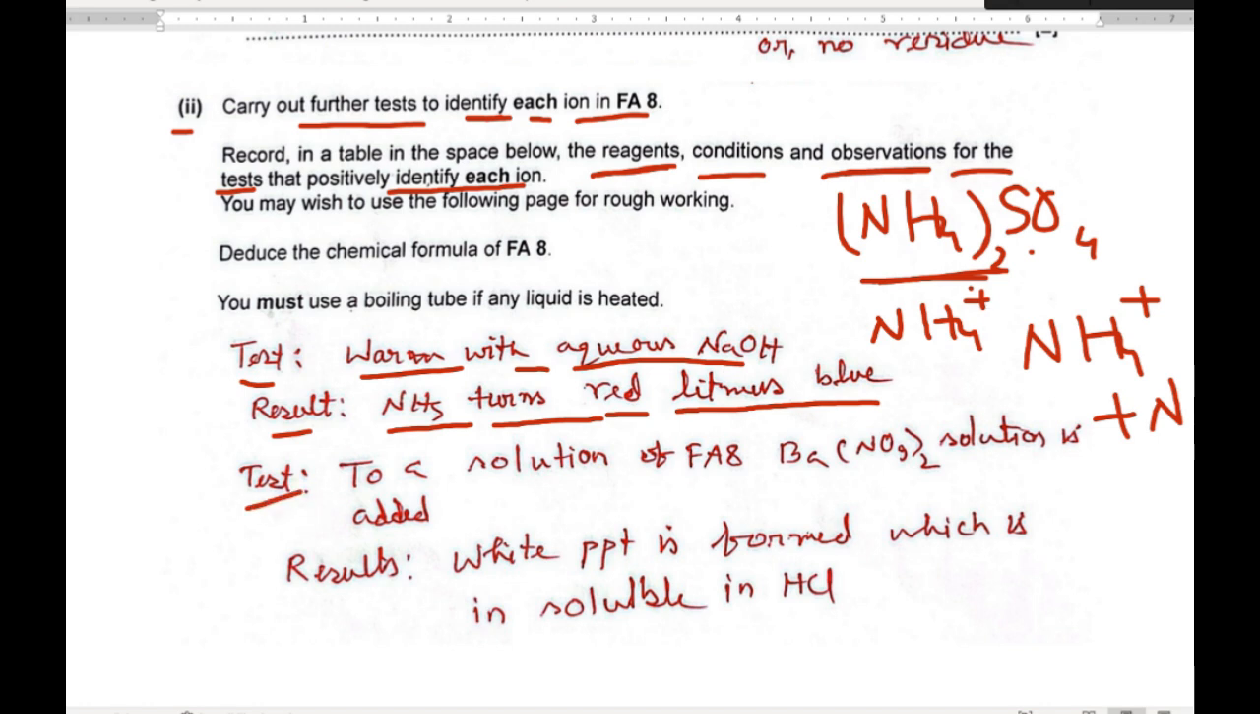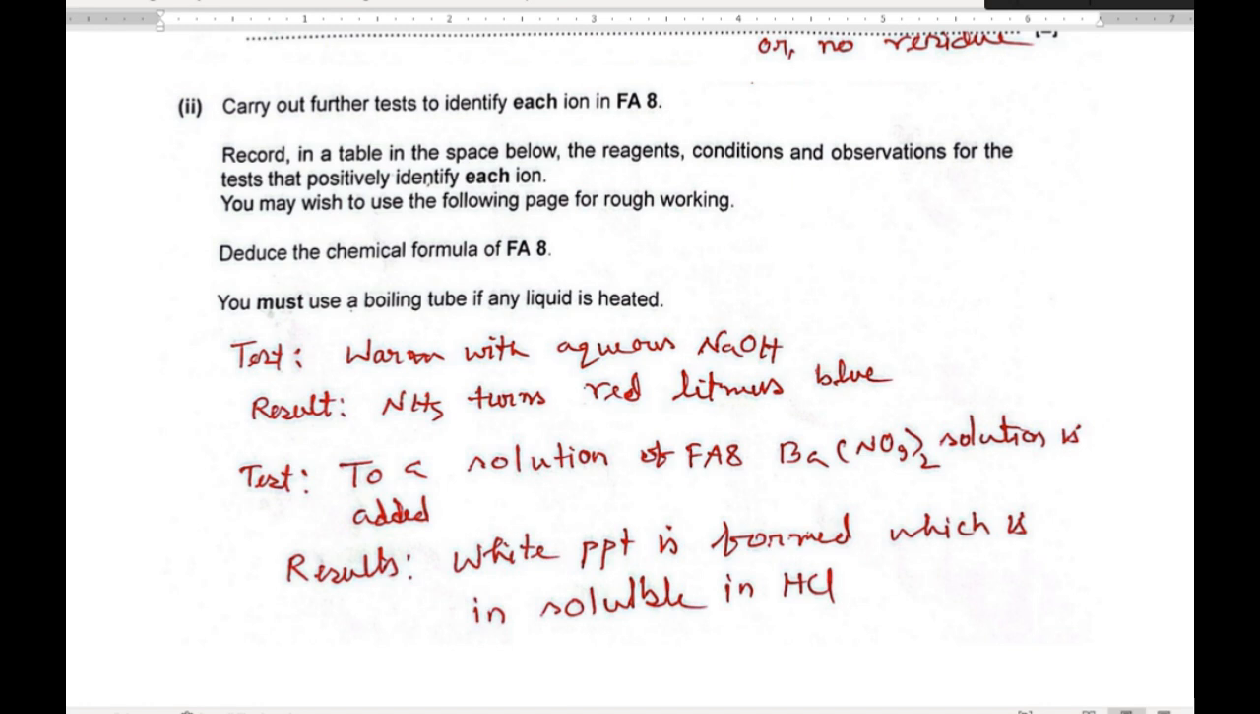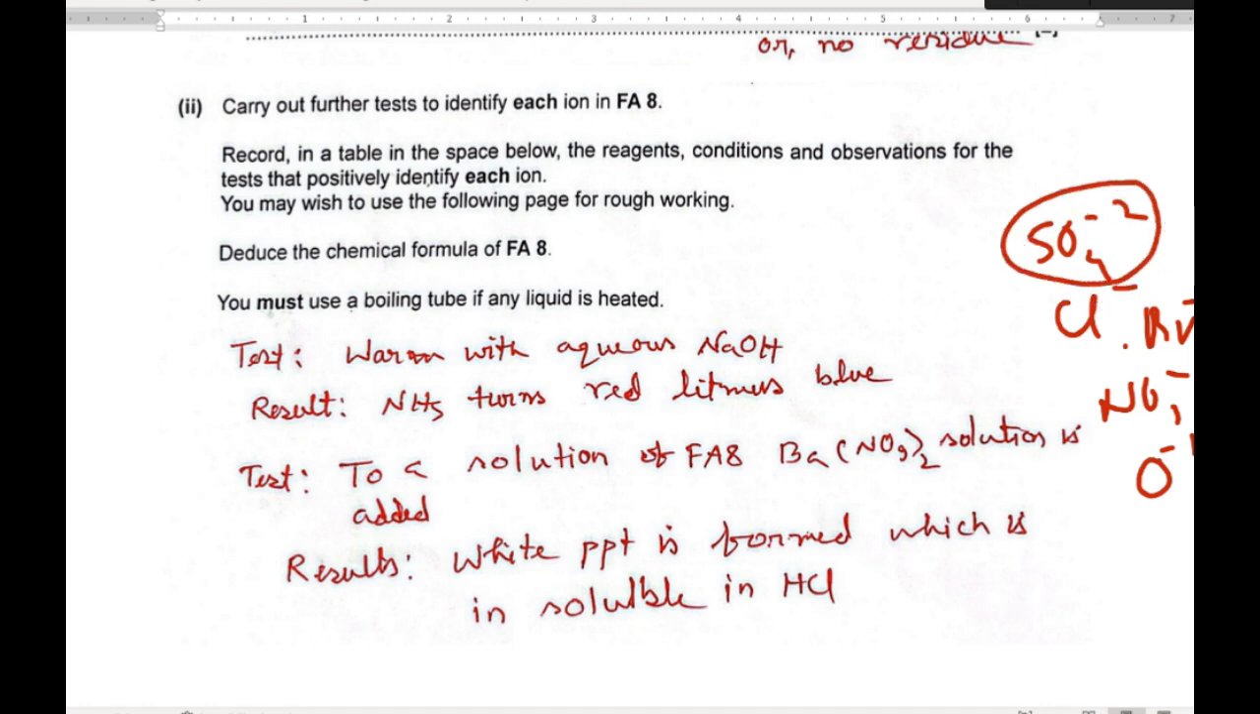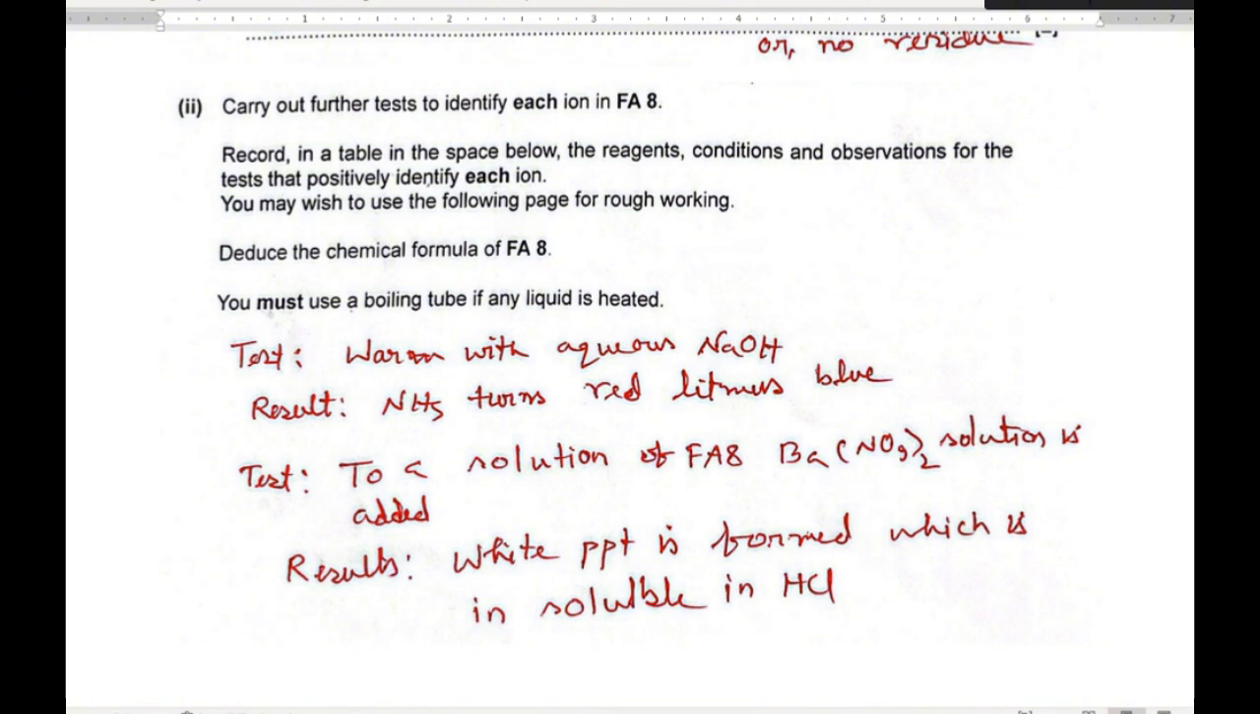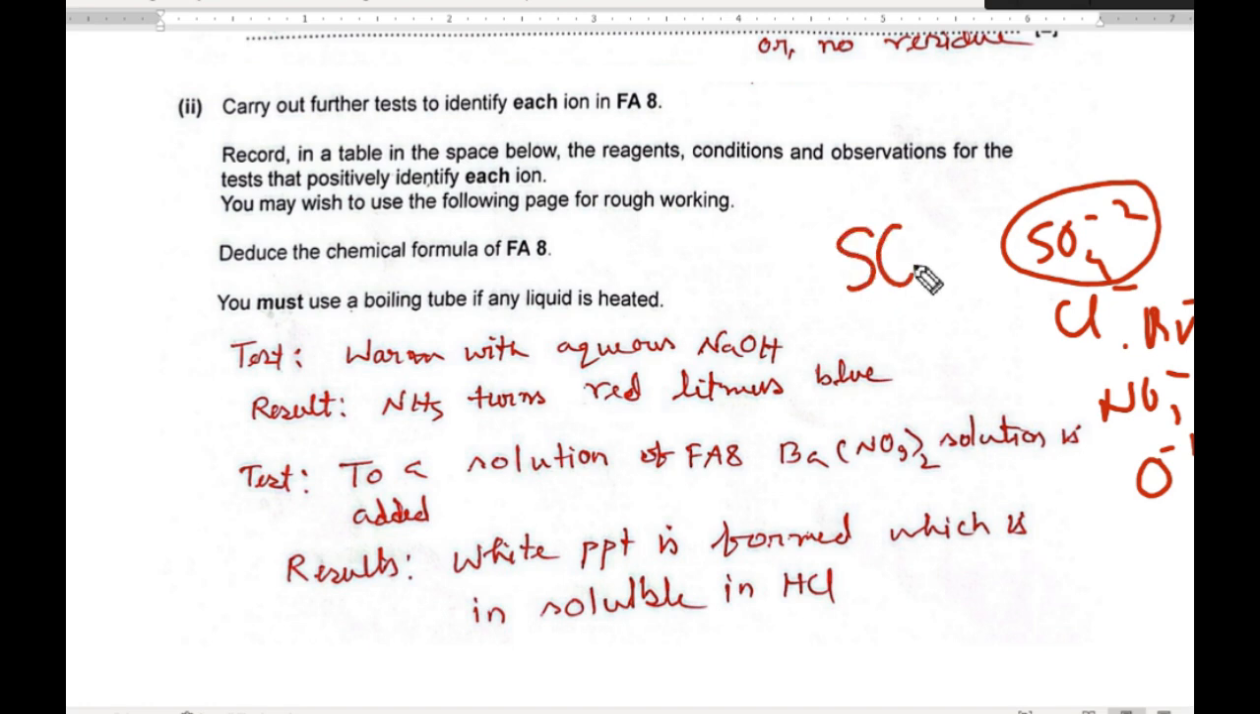Then one anion. There are lots of anions you know: sulfate ion, chloride, bromide, iodide, nitrate, nitrite, sulfite, oxide. At first you will do the sulfate ion test. If you get it, no need for further tests. If you don't get sulfate ion, then in the second step you will do chloride ion, bromide ion, iodide ion. So first you start with sulfate ion.